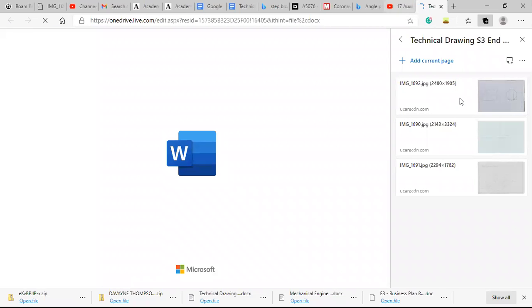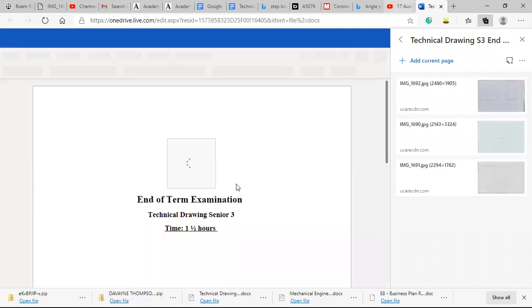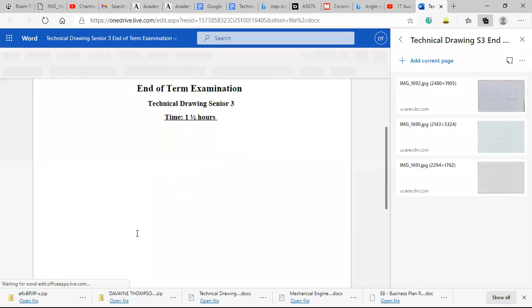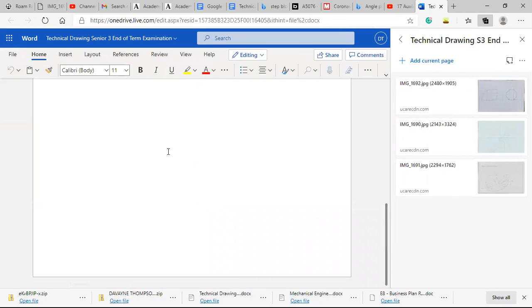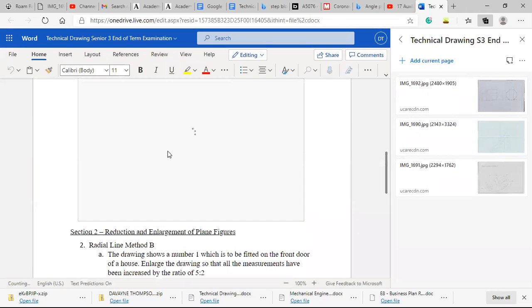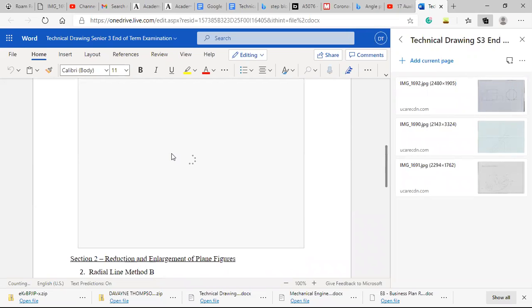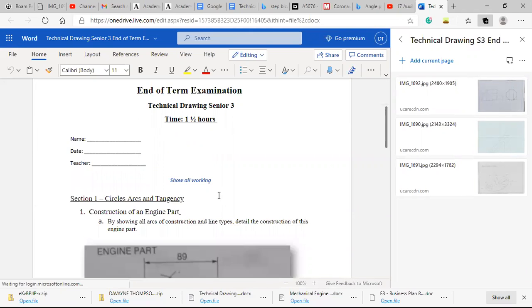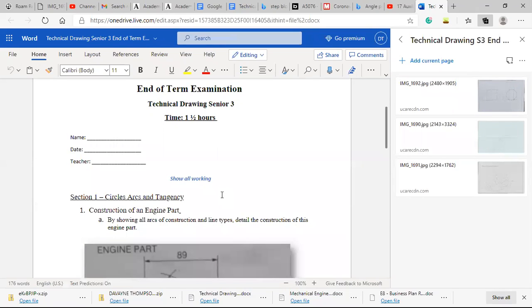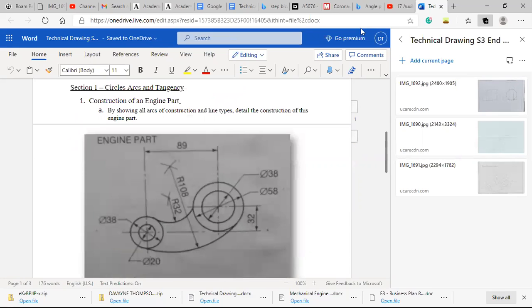Okay, so I took this question from Isaac's answer. Let's look at the first question that he attempted. My laptop is still in 2020, my bad. Okay. So here's the first question. Construction of an engine part. By showing all arcs of construction and line types, detail the construction of this engine part.